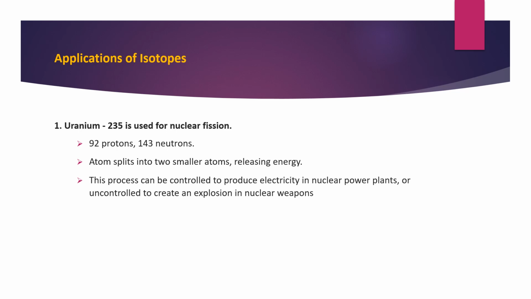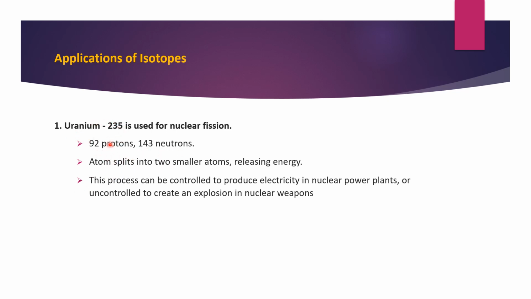Now we'll study one by one the applications of isotopes. The first one we'll discuss is uranium-235. Uranium-235 means we have the element uranium with mass number 235. The atomic number is 92, as it has 92 protons and 143 neutrons. So as you can see, 143 plus 92 is 235.